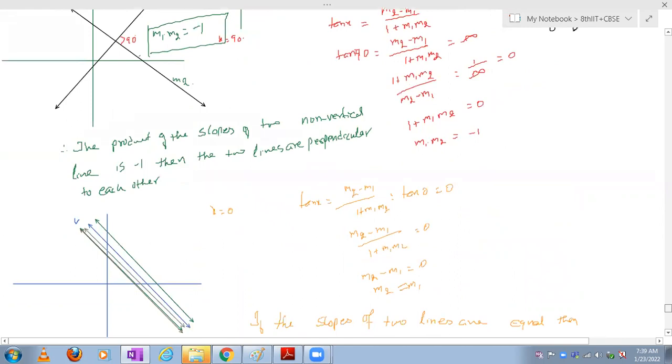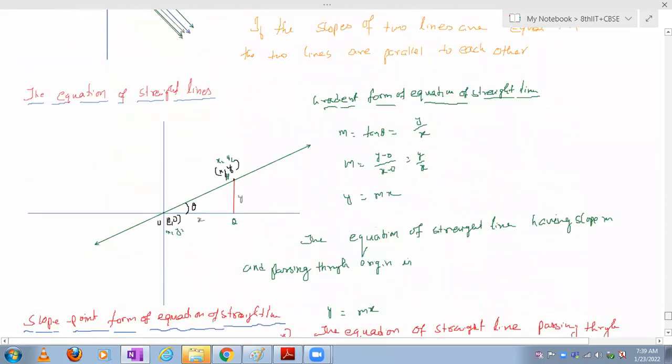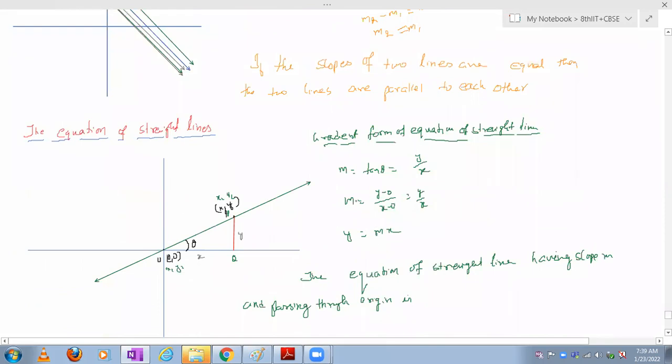If they are parallel, then the angle between them is 0. So if their slopes are equal, then they are parallel to each other. And the equation of straight line I told.